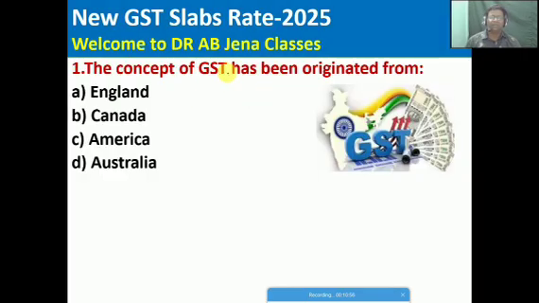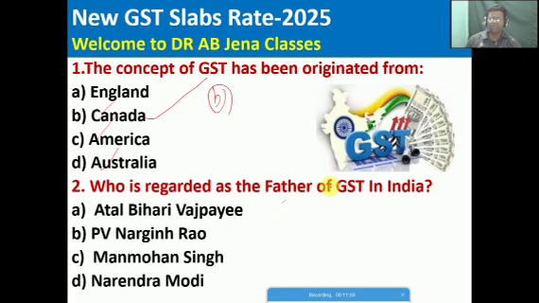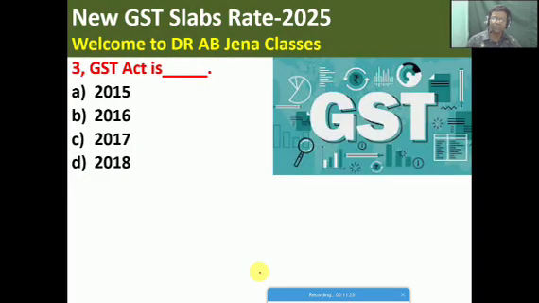Next one friends, the concept of GST has originated from which country? Whether England, Canada, America or Australia. So friends, the right option is B. Next one friends, who is regarded as the father of GST in India, whether Atal Bihari Vajpayee, PV Narasimha Rao, Manmohan Singh or Narendra Modi? So friends, there is a typing error, a spelling mistake. The right option is A. Next one, the GST Act is of which year, whether 2015, 16, 17 or 18? So friends, the right option is C.